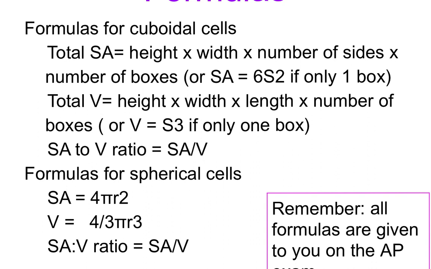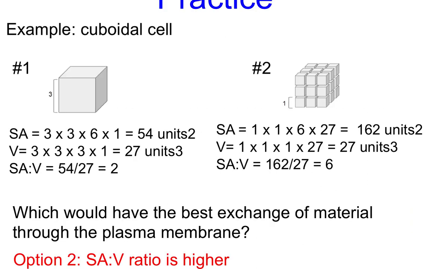Now when calculating it for spherical cells, surface area is 4 pi r squared. And then to calculate the volume, you're going to use 4/3 pi r cubed, and then a surface area to volume ratio. So practice by putting these numbers into your calculator.